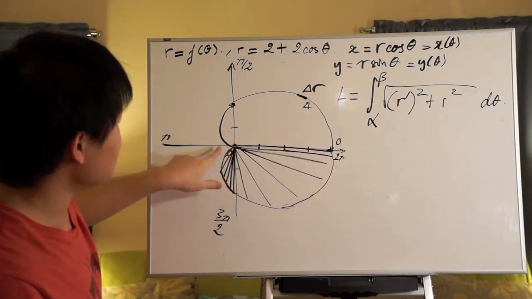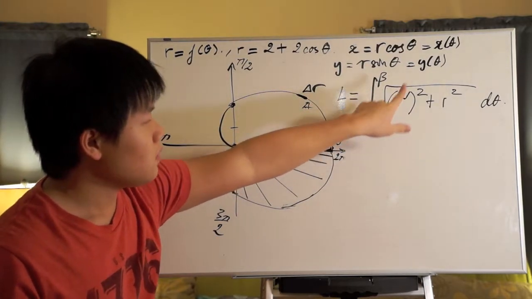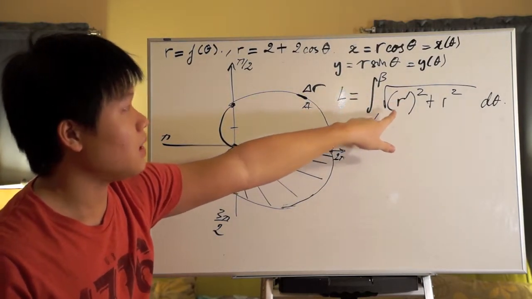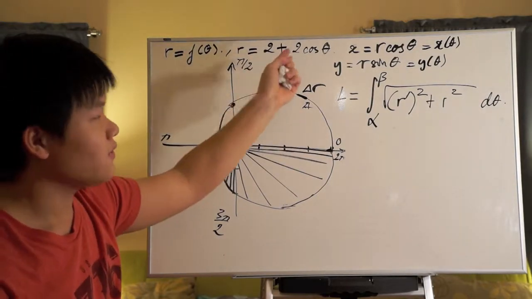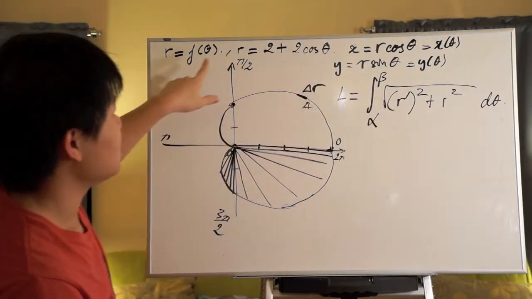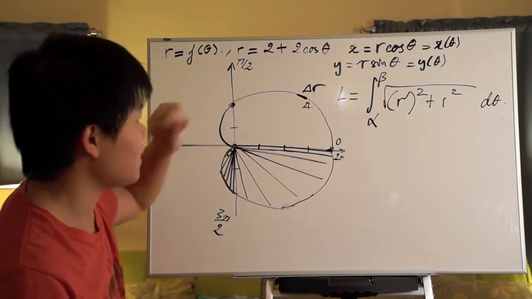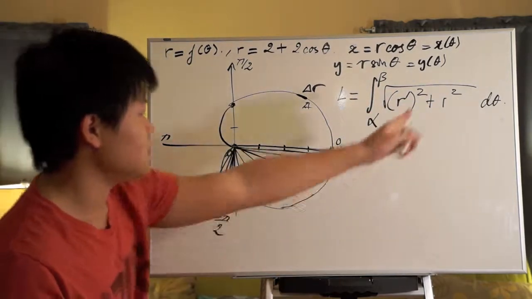Theta goes from some angle alpha to some angle beta. So if you have r equal to f of theta, take the derivative and square it, plus r squared, which is itself the function f of theta squared, add them together, then take the square root, and d theta.